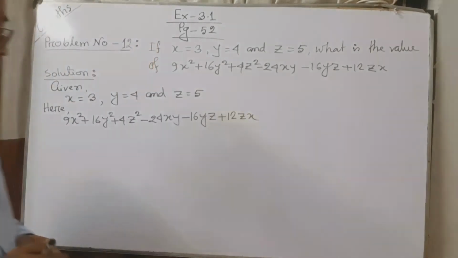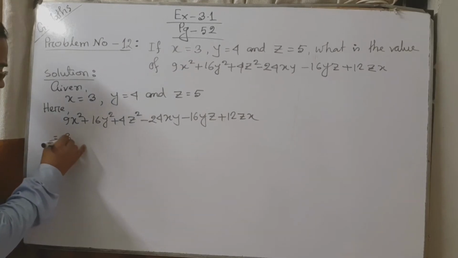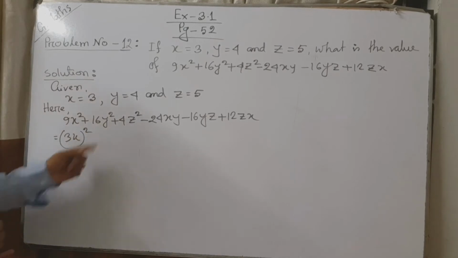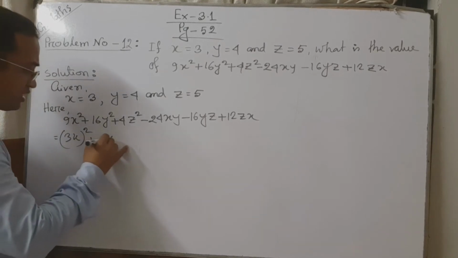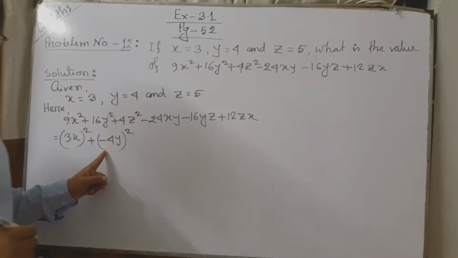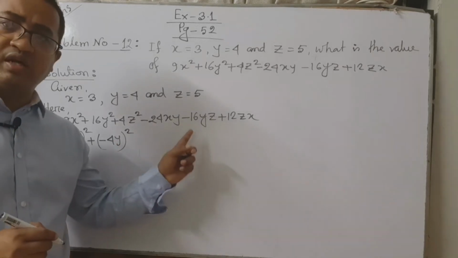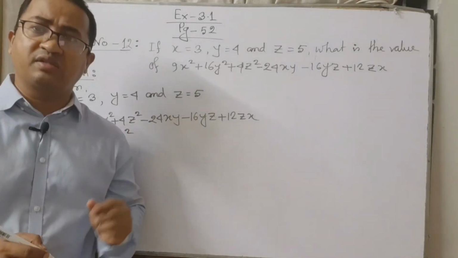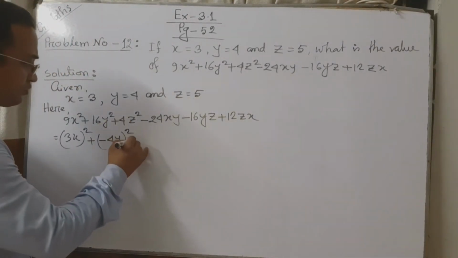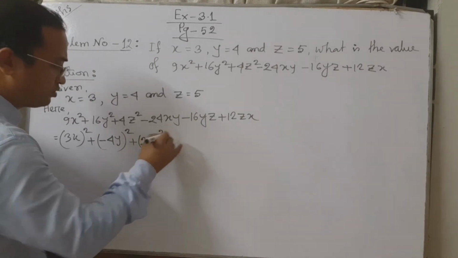Look at the board. Can we write 9x square is equal to (3x) whole square? Yes, we can write it. 16y square we can write as (minus 4y) square. Why have I written minus over there? I will discuss it, because there are two minus signs. That's why the second position should be minus. Then it will be (2z) whole square.